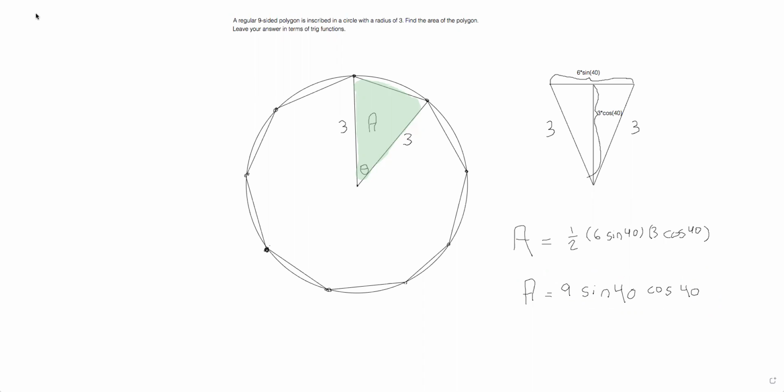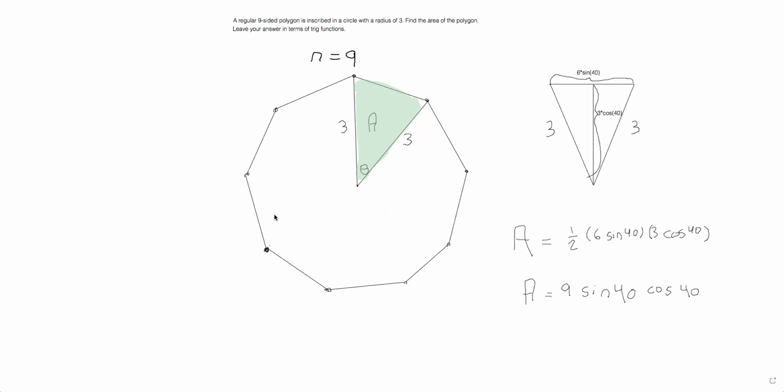So that means to find the area of the entire polygon, which is this right here, all we need to do is multiply A by the number of triangles we have altogether. Typically we use n to denote the number of sides or the number of vertices in a polygon. So in this case, n is 9. It's a nonagon, so n is 9. So we're going to do 9 times the area of one triangle to get the entire area of the polygon, the entire area of the nonagon.